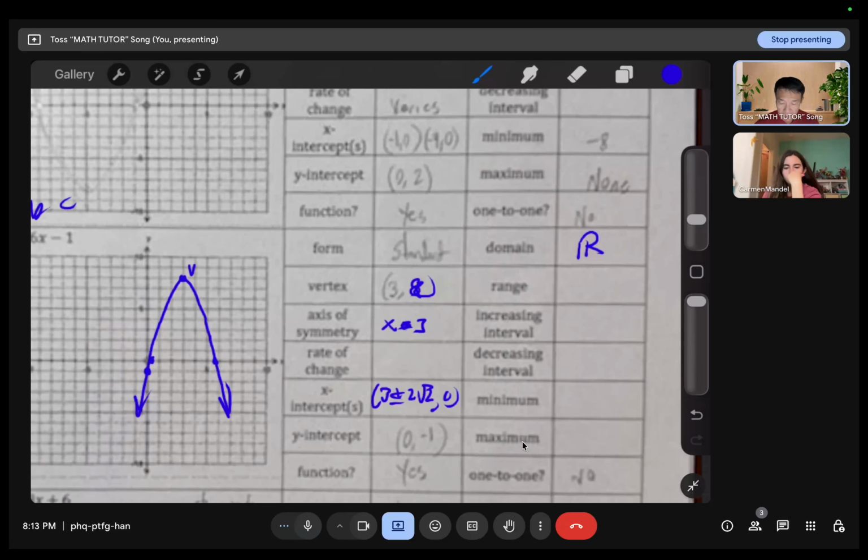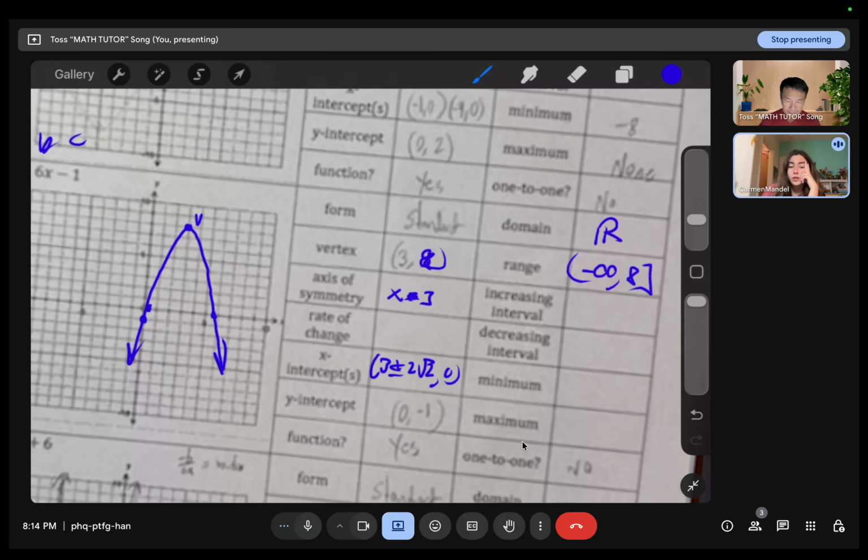The range, you have to look at it from top to bottom. The highest point is 8. That means you want to do 8 down, but you have to write it from left to right in interval notation like this, including 8. You okay with that? In interval notation, you have to write the smaller one first, comma, the biggest number.